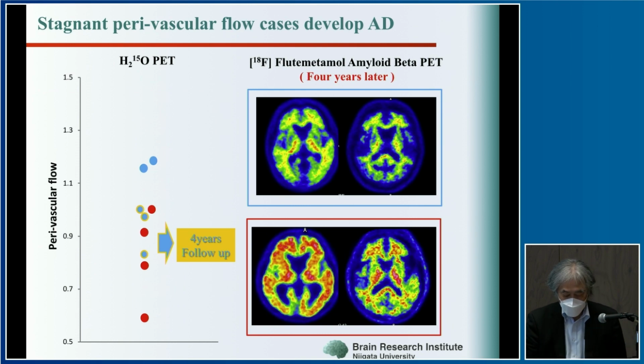Intriguingly, a proportion of cognitively normal elderly subjects had declining water dynamics comparable with Alzheimer's disease patients. These are the red dot guys. A 4 year clinical follow-up revealed that these individuals tended to harvest aggregated amyloid beta, shown on florbetaben 18F PET image.